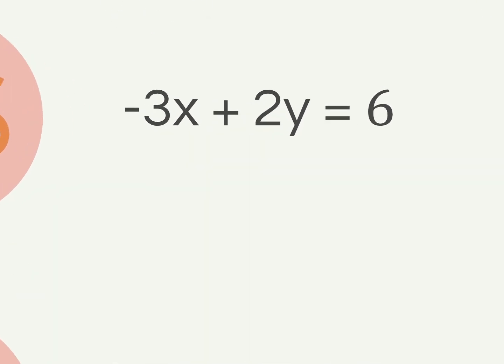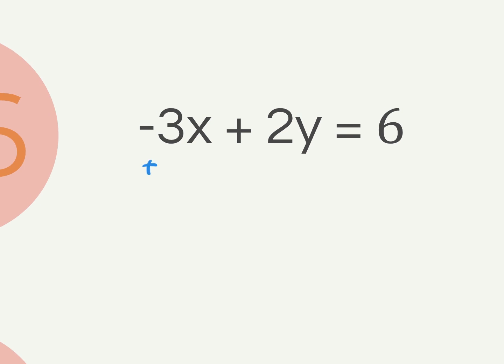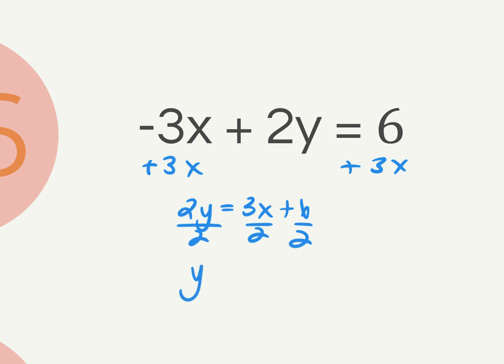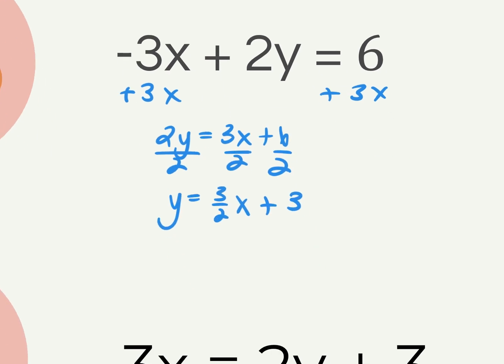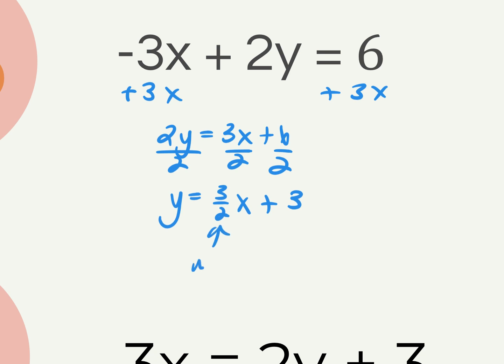So what do I need to do here first? If I want this to be in slope-intercept form, tell me what to do. I'm going to add 3x to both sides, and then what? So I have 2y equals 3x plus 6, then divide everything by 2. So y equals 3 over 2x plus what? 3. So 3 over 2 is my slope. 3 is my y-intercept.